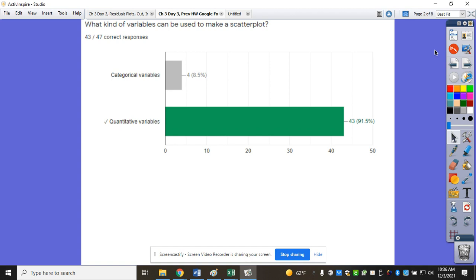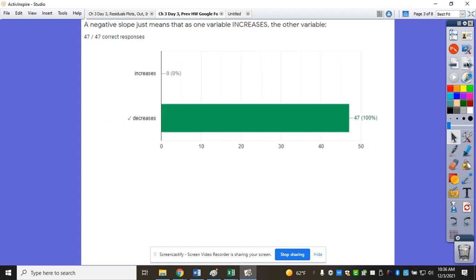What kind of variables can make a scatter plot? When you make a scatter plot, each axis is literally a what? A number line. So how can you make a number line with categories? You can't. So they have to be quantitative, not categorical.